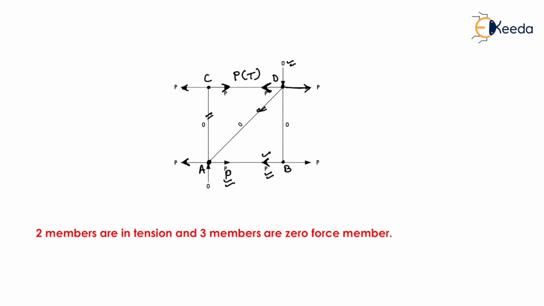At joint B there are no vertical forces acting, so the force in member BD will be equal to 0. Similarly, at joint A there are no vertical forces or components of forces, so there will be 0 force acting. So two members are in tension and three members are zero force members.